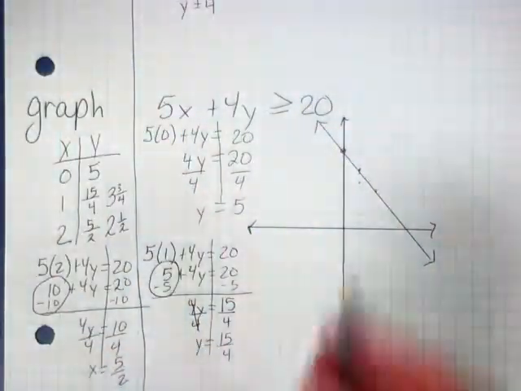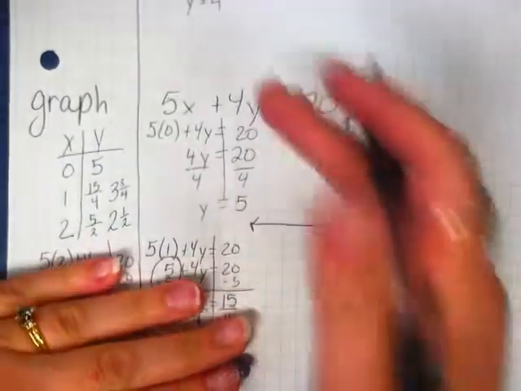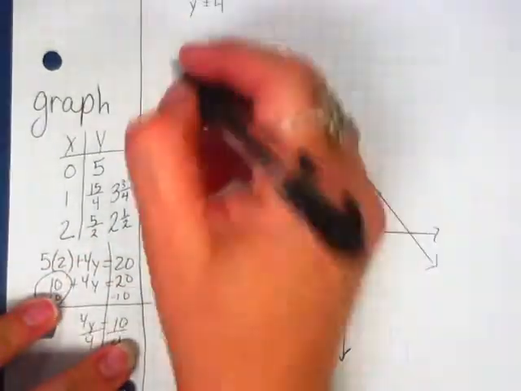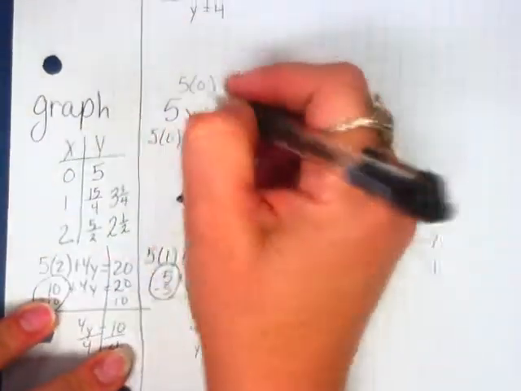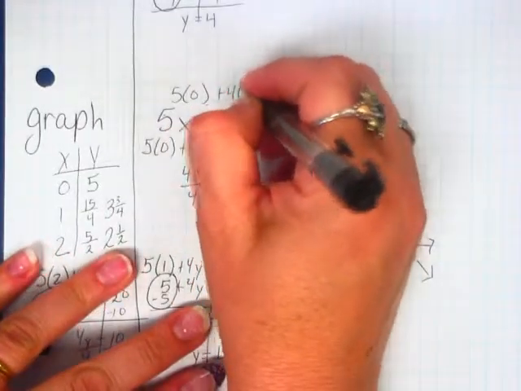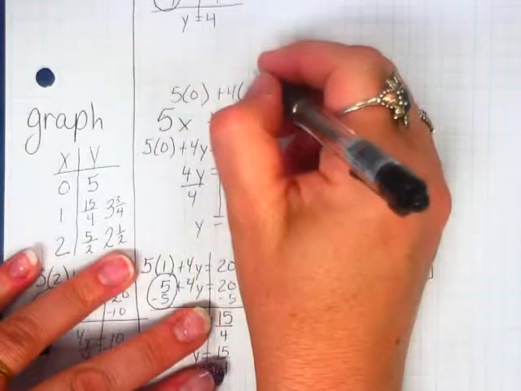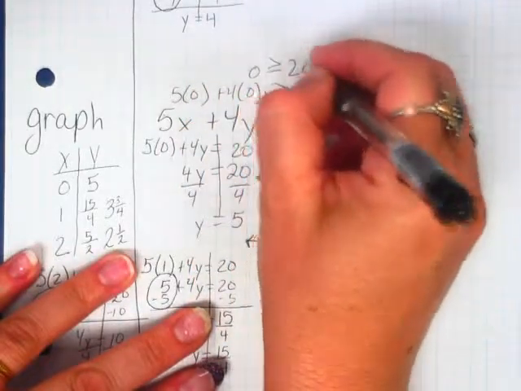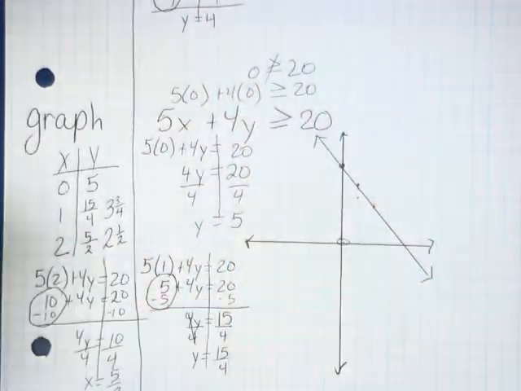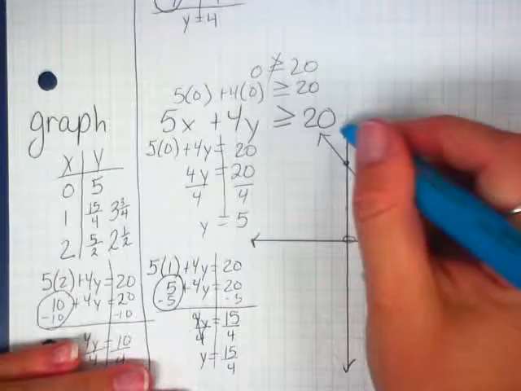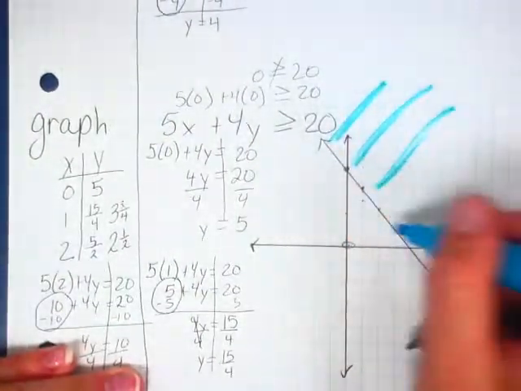It should be solid. (0, 0) is not on the line that I just drew, so I can plug it in. 5 times 0 + 4 times 0 is greater than or equal to 20. 0 + 0 is 0, and 0 is not greater than 20. So since (0, 0) did not work, I'm going to go ahead and color up above the line.